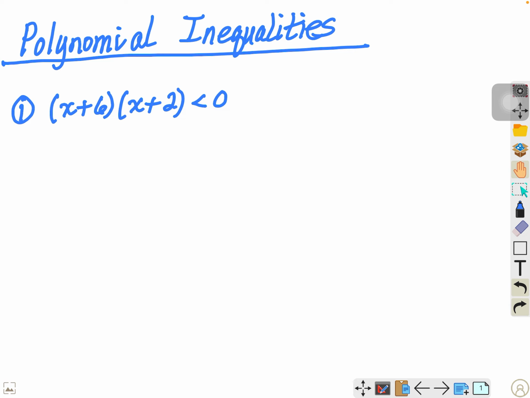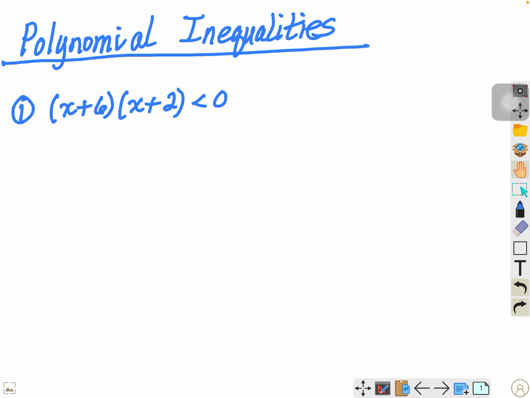For my MAC 1105 College Algebra class, I will be reviewing Section 4.6, Polynomial Inequalities. Let's get started with problem number 1. Here we have the quantity x plus 6 times the quantity x plus 2 less than 0. So we will be solving for the solution set and placing the answer in both interval notation and graphical form.